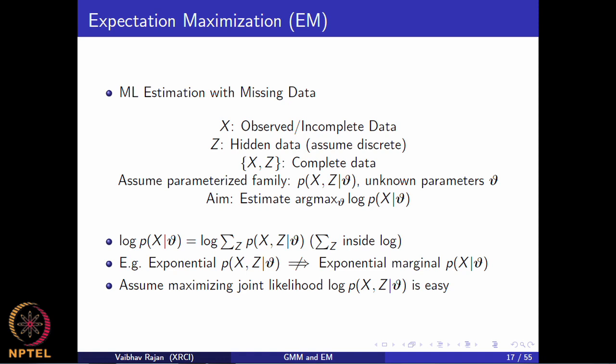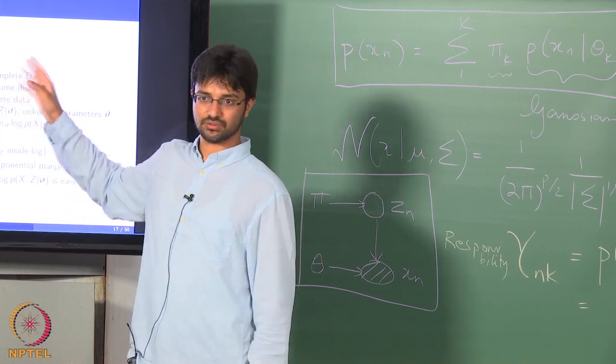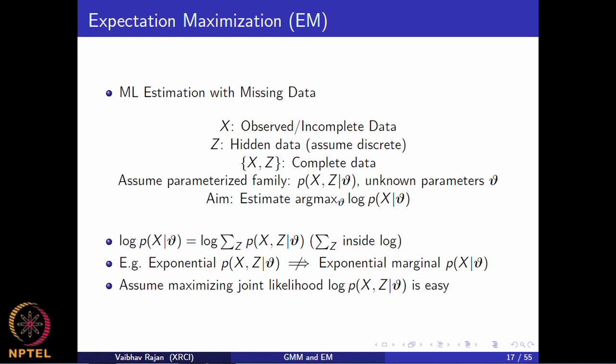For the rest of the discussion, we will assume that this hidden data is discrete, but all the derivations will work if you assume this to be continuous as well. You just have to replace the summations with the integrals. So you have observed or incomplete data and hidden data. The complete data is the combination of these two. You are assuming some parameterized family for the complete data, and you want to estimate the parameters. This is the problem that EM solves. Now we will see what EM is.